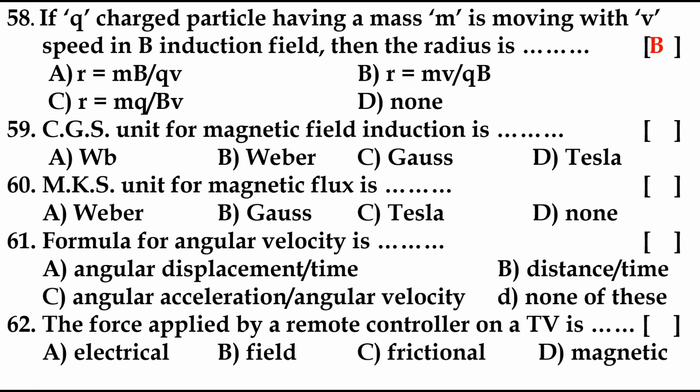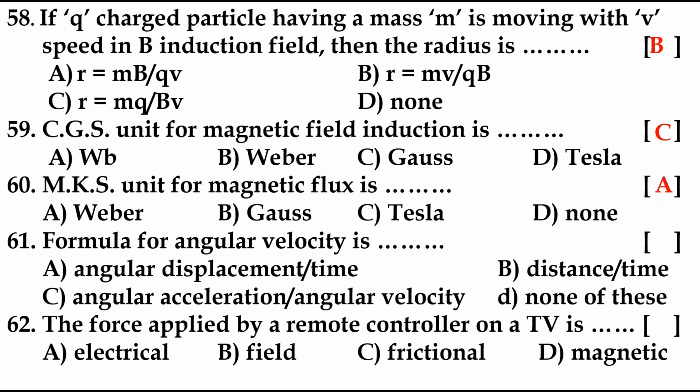59. CGS unit for magnetic field induction is dash. A. WB, B. Weber, C. Gauss, D. Tesla. Answer is option C. Gauss. 60. MKS unit for magnetic flux is dash. A. Weber, B. Gauss, C. Tesla, D. None. Answer is option A.